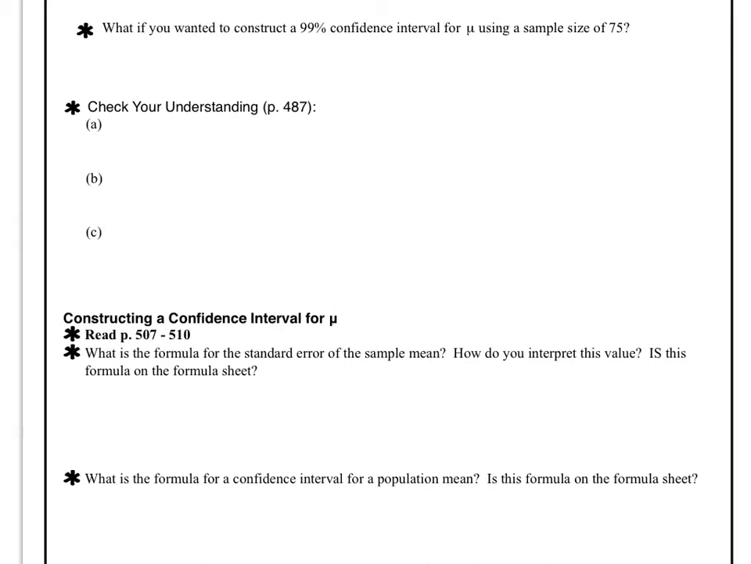We ended our class the other day talking about the t-star and how to find a good t-star value. Let's look at this one example before we move on. This wants us to construct a 99% confidence interval for a sample size of 75, and we're looking for our t-star value. So that means our degrees of freedom would be equal to 74.